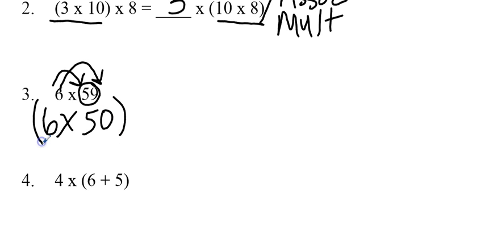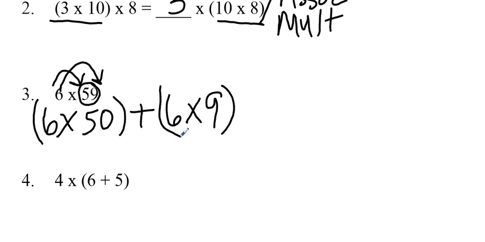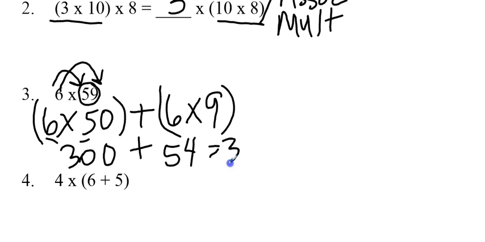6 times 50 plus 6 times 9. I separate them out in groups. Now I have compatible numbers, my basic facts, and I can go ahead and multiply. 6 times 5 is 30. And then I have to remember my 0 for 300. I keep my addition sign. 6 times 9 is 54. That's my basic fact. And then I simply add 300 plus 54 to get 354.